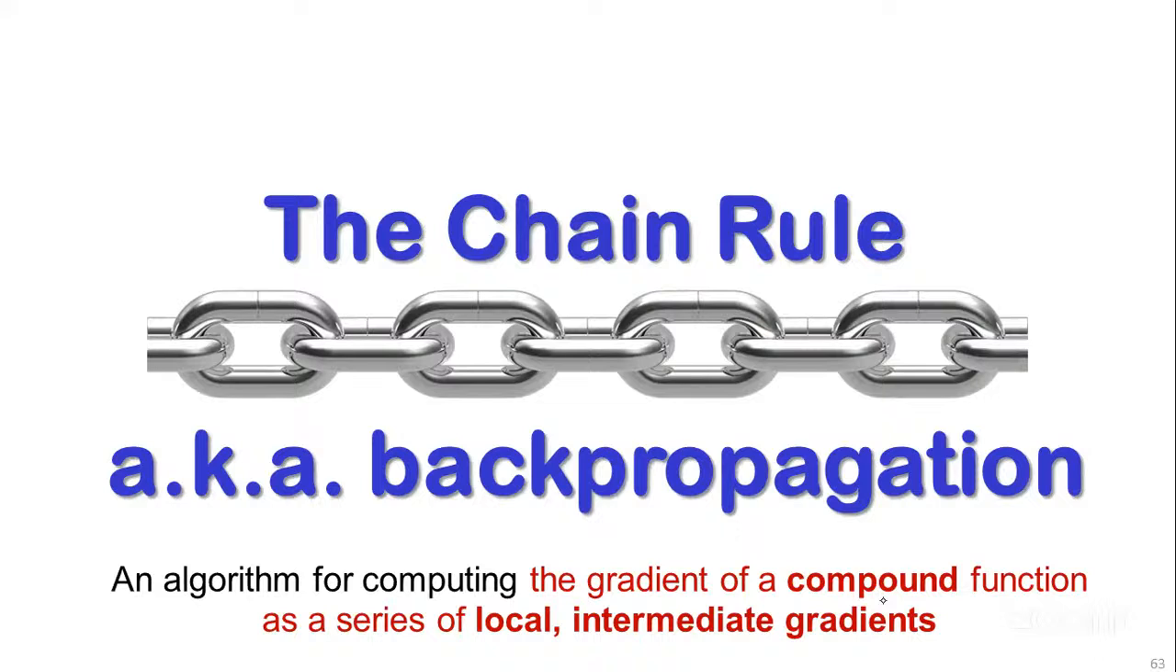Okay. So chain rule, or you can say back propagation, is an algorithm. Again, you can understand it as the gradient of a compound function. You know now your compound function, right? I write it in just one go, and as a series of how we are taking care of it, as a series of local intermediate gradients, right? We are dealing with local gradients step by step.